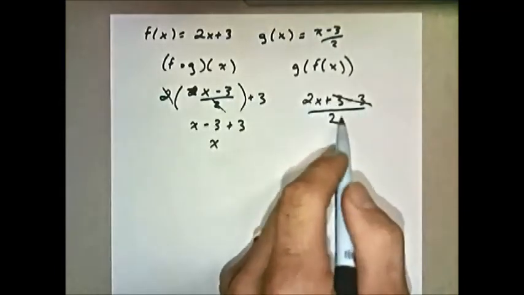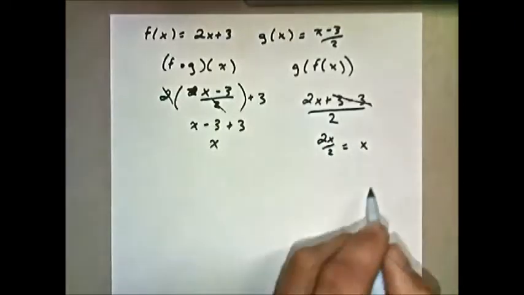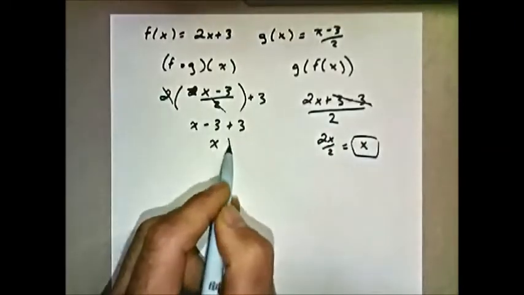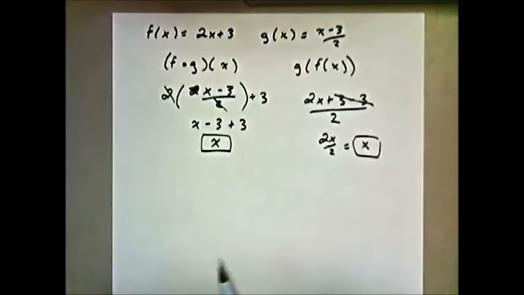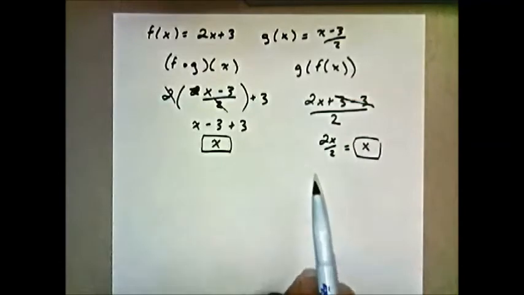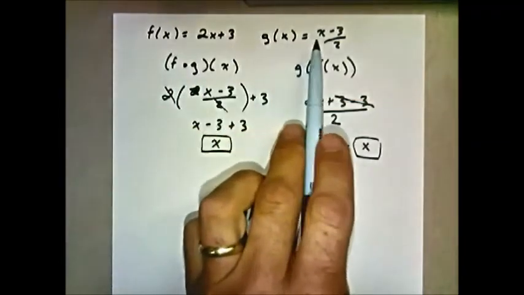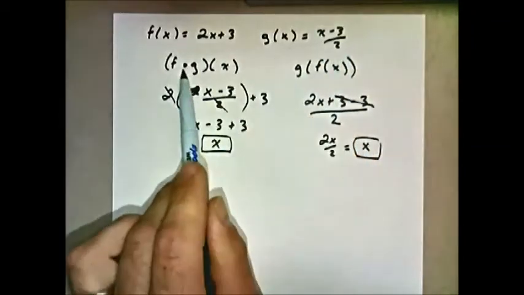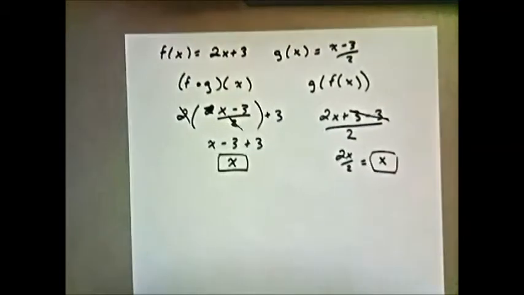So I'm left with 2x divided by 2, which equals x. Notice my final answer in both of them are x. And that's a great way to check your work when you find the inverse: find f of x, find your inverse, and then find the composite function of each of them. They both should come up with x as your final answer.